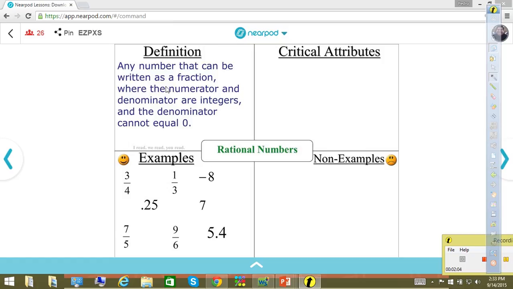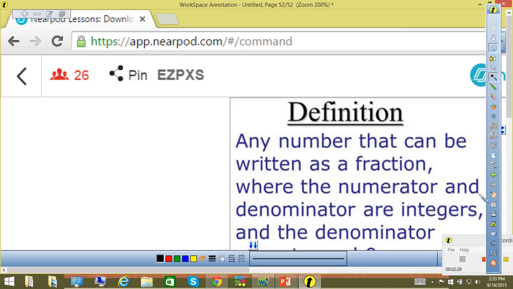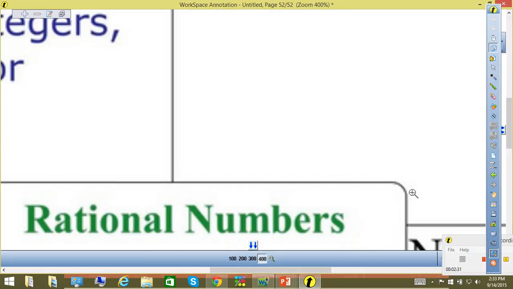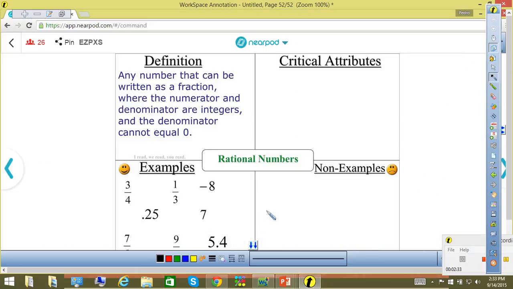However, it says any number that can be written as a fraction. -8, could it be written as a fraction? Yes, by putting what? Over 1. Oops, sorry. Zoom out. Over 1. Is that a fraction? Yes. So far, so good?